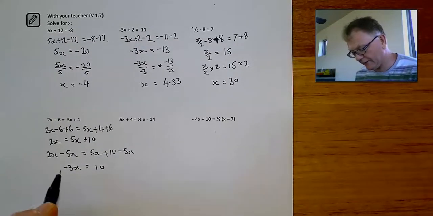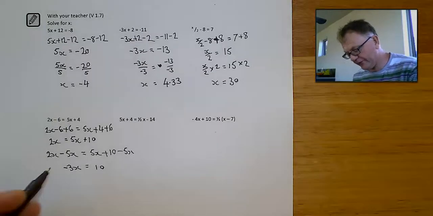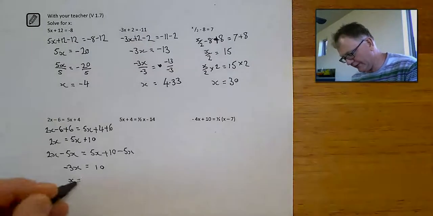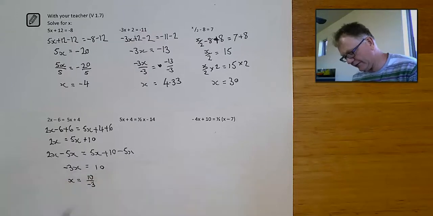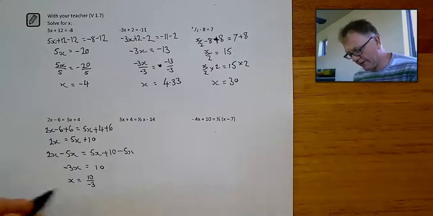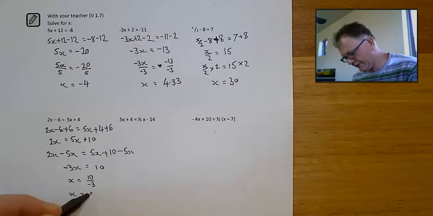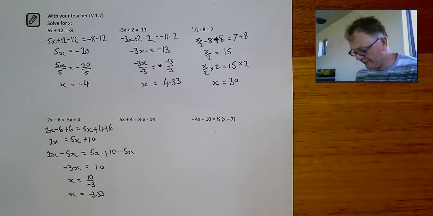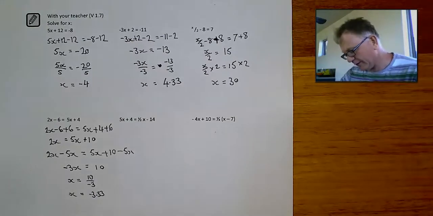And now to get rid of this negative 3, if I divide both sides by negative 3, so that means x equals 10 divided by negative 3, and I'd probably pull out my calculator and do that, and the answer is negative 3.33. Okay, running out of space here. I've mucked this up a bit, haven't I? Well, let's see how I go.